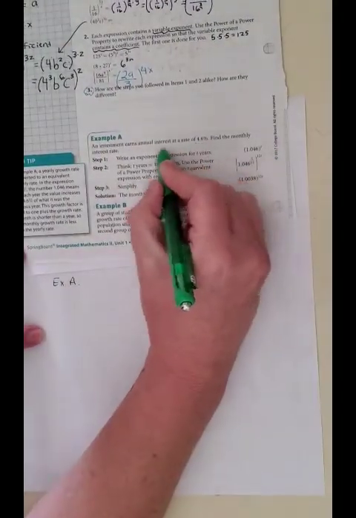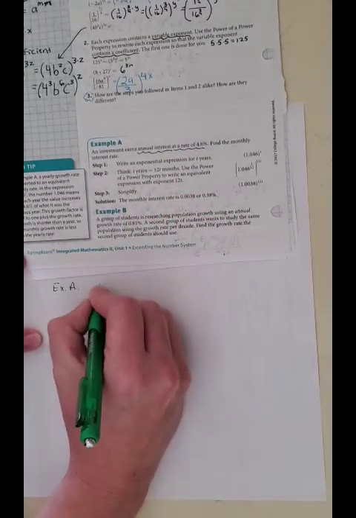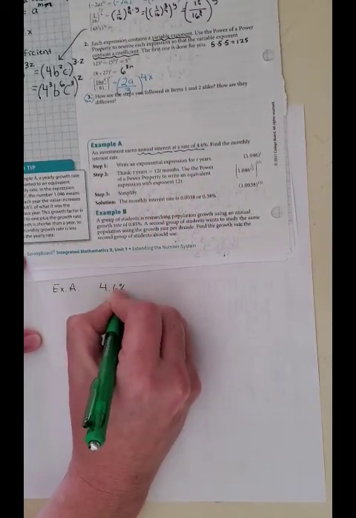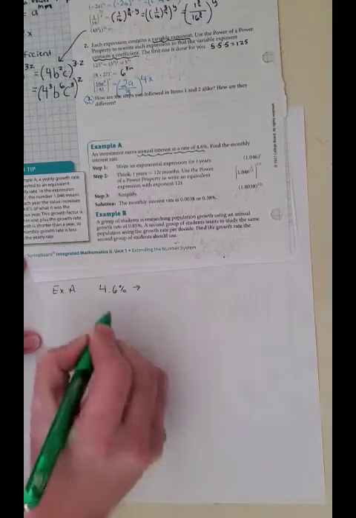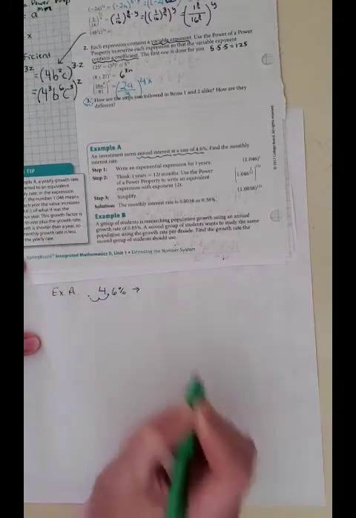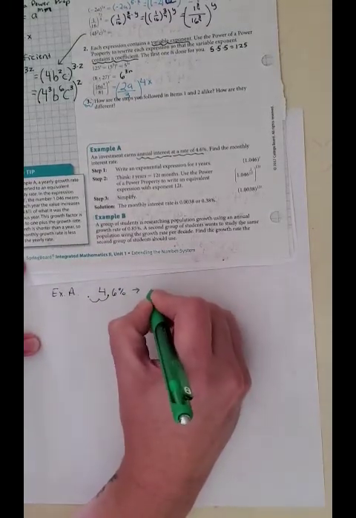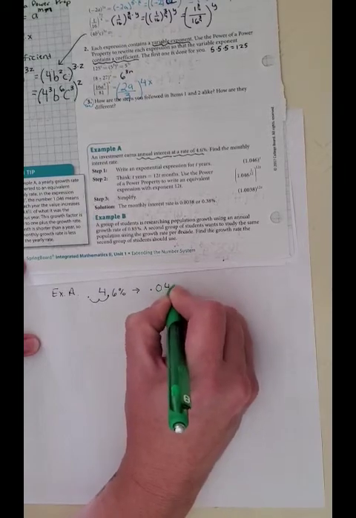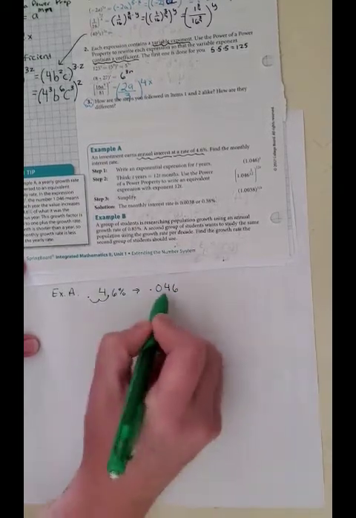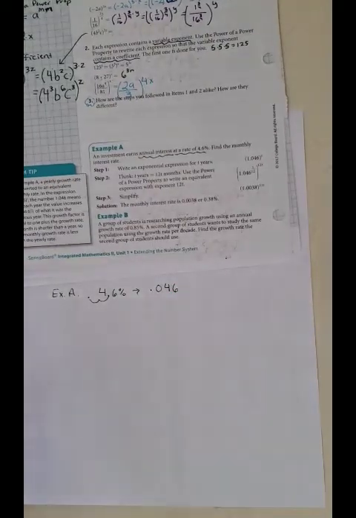So example A, it says that the annual interest rate is 4.6%. So 4.6%, to change this back to a decimal, you move the decimal place 2 times and put your placeholder of a 0 and drop your percent. So this is 0.046. Always we move our decimal 2 times and drop the percentage.